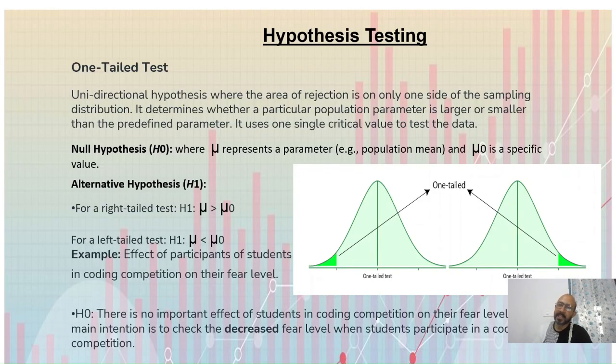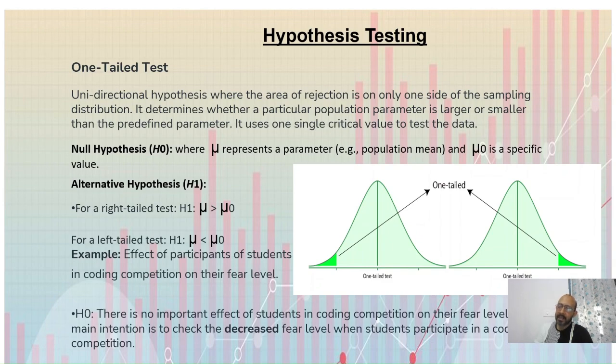Types of hypothesis testing: one tail and two tail hypothesis testing. One tail test, a unidirectional hypothesis, where the area of rejection is on only one side of the sampling distribution. It determines whether a particular population parameter is larger or smaller than the predefined parameter. It uses one single critical value to test the data.